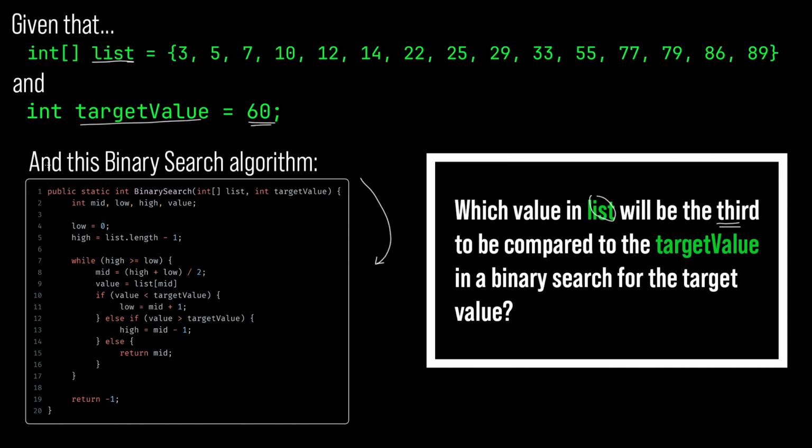So I'm going to go over the algorithm in a bit more detail, explain how it works, and then we're going to work through this problem with 60 as the target value, and then I'll use a few more values to help you wrap your mind around it.